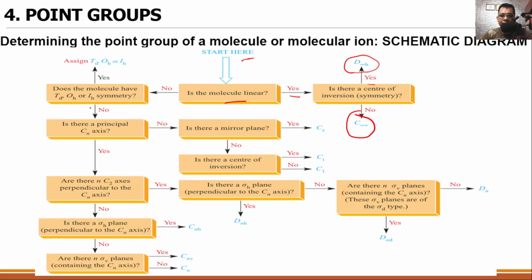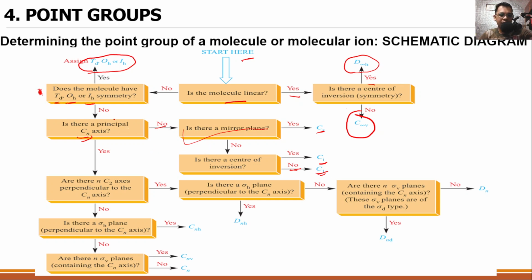Now, if it's not linear, yung molecule ba natin is a special point group? So, what are those? Is it tetrahedral, octahedral, or icosahedral? If it is yes, then assign either of the three. If no, proceed tayo to another. Meron ba tayong principal axis Cn? Kapag wala, meron ba tayong mirror plane? Kapag meron, it is Cs. Kapag wala, it is either Ci or C1. So kapag walang center of inversion, it is C1. Kapag meron, that is Ci.